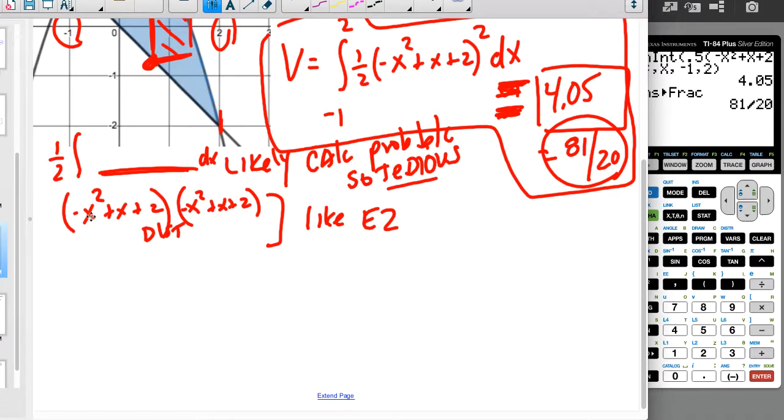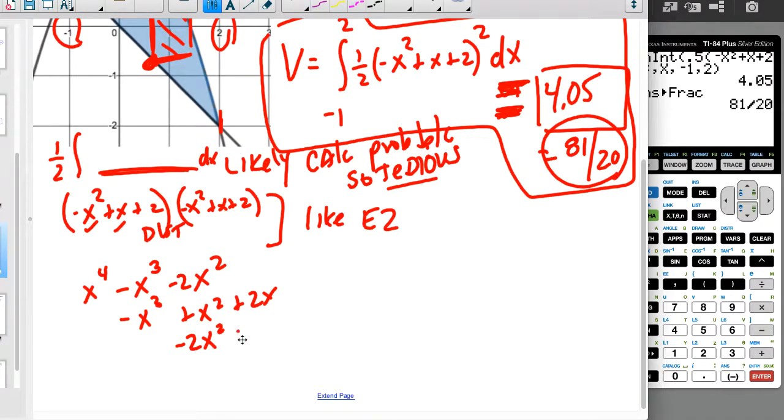So when I distribute this, I'm going to get a positive x to the 4th, a minus x cubed, and a minus 2x squared. This guy's done. When I distribute the x, I'm going to get a negative x cubed, a positive x squared, and a plus 2x. This guy's done. When I distribute the 2, I'm going to get a negative 2x squared, a plus 2x, and a plus 4. So this is going to be x to the 4th minus 2x cubed minus 3x squared plus 4x plus 4.